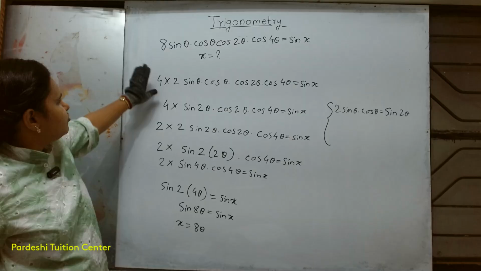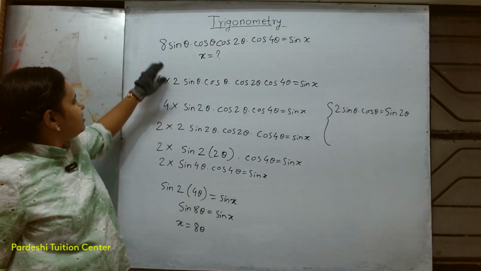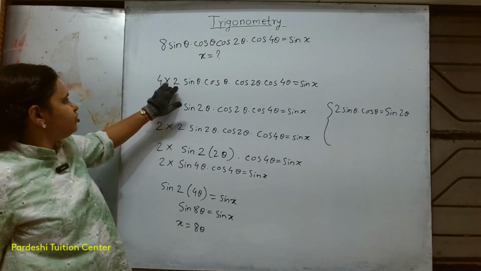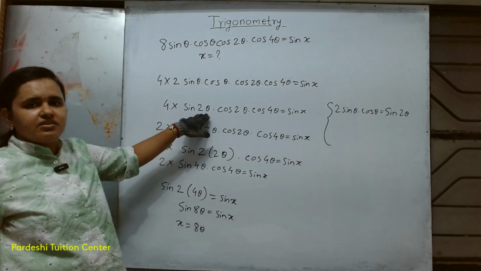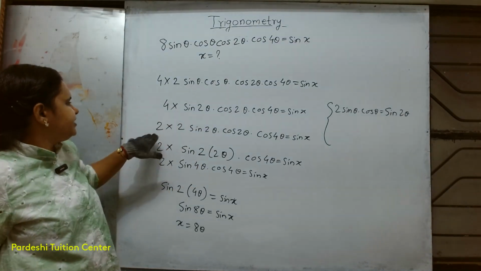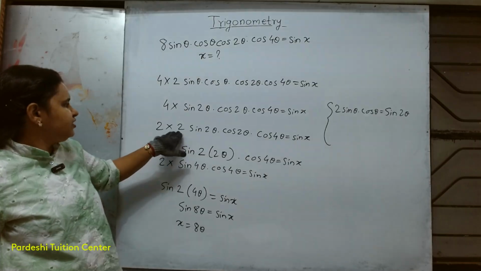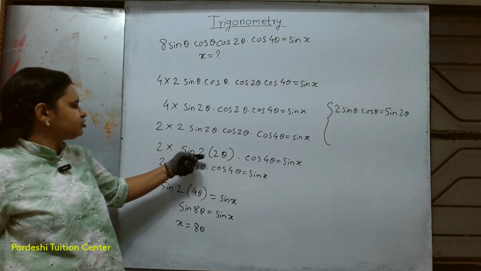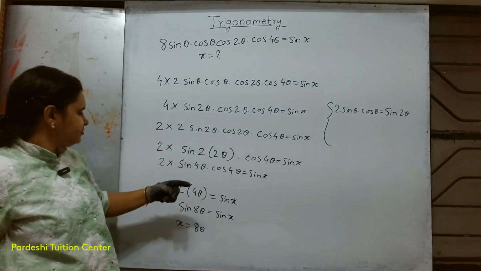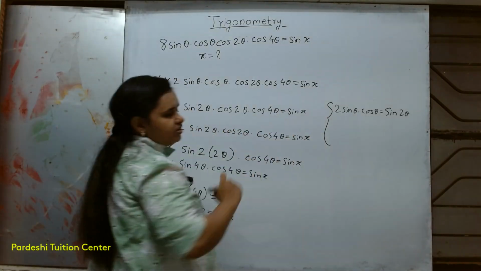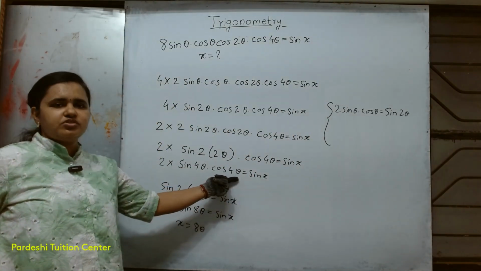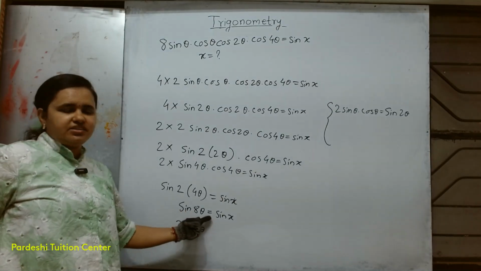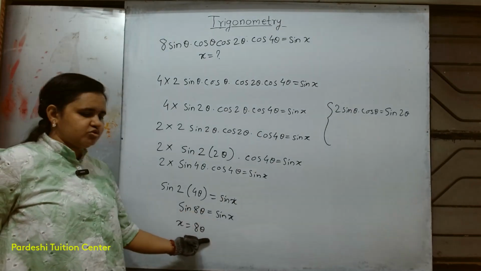So we have just written 8 as 4 into 2 and then 2 sin theta cos theta is written as sin 2 theta. Then again 4 is split as 2 into 2. Then 2 sin 2 theta cos 2 theta is sin of 4 theta. Okay. We have just used that formula only. Now again 2 sin 4 theta into cos 4 theta is sin of 8 theta. So x is equals to 8 theta.